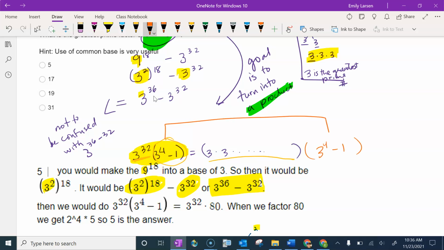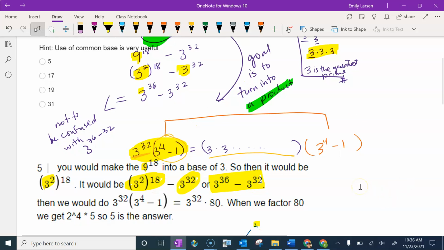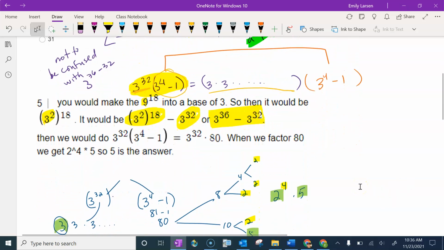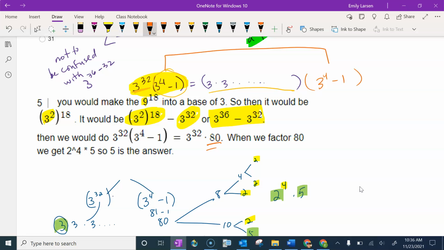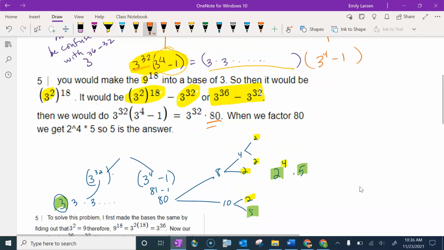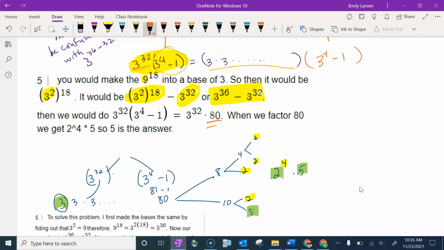3 to the 4th minus 1 can actually be represented as 80, because 3 to the 4th minus 1 is 80. And if you do a factor tree on that, which I did here going left to right, 80 is 81 minus 1, which is 3 to the 4th minus 1. 80 is equal to 8 times 10, and then 10 can be broken down here, 8 can be broken down here. You get multiple factors of 2.